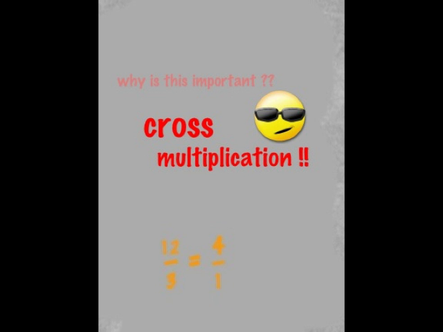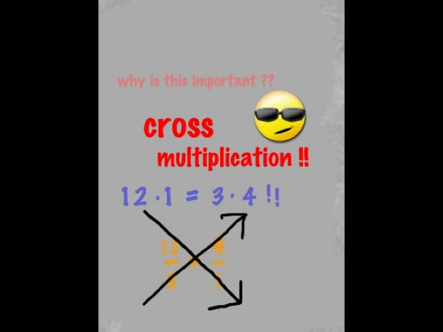Take a look at it there, and we're going to learn cross multiplication now. This is why it's important. What we're going to do is take the numerator of the left half of the equation and the denominator of the right half, and we're going to multiply them. That'd be 12 times 1. And that's going to equal the denominator of the left times the numerator of the right, 3 times 4. 12 times 1 is indeed 3 times 4.